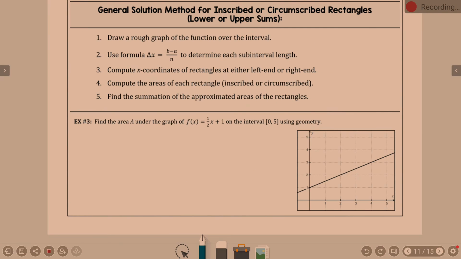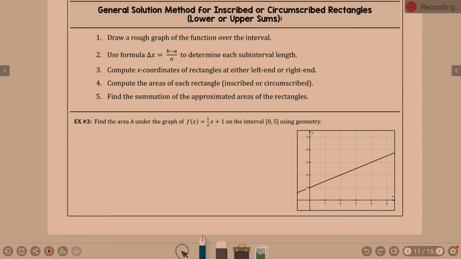As we get ready to go into this example here, general solution method for inscribed or circumscribed rectangles, basically, a suggestion of steps, things to think about. One, you're going to want to have a picture, okay, draw a rough graph of the function over the interval. Use what we talked about a moment ago, that formula to determine each subinterval length. So how long is each subinterval? So doing b minus a divided by n.